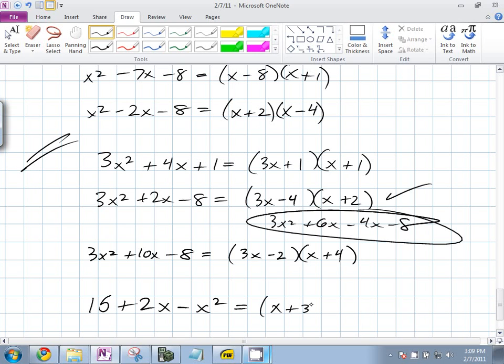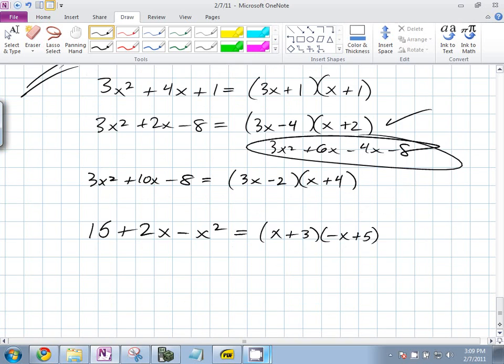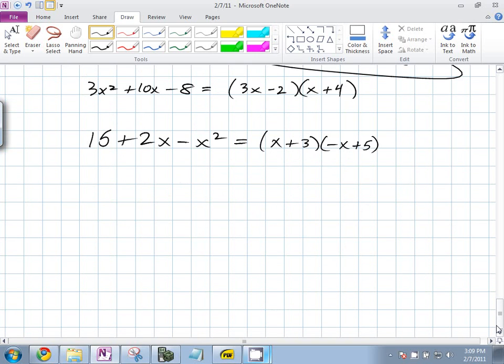Who got that? I got it the other way. You can put the negatives in different places. That's fine. Okay, here we go. We're going to keep on moving towards even more fun. I'll do one last one here.